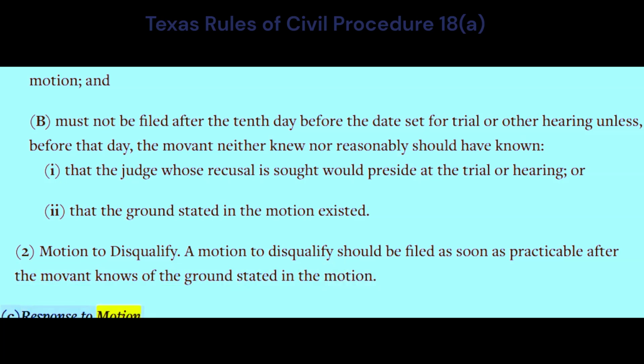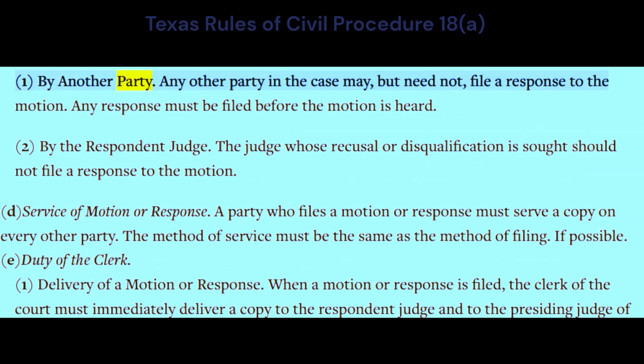C. Response to motion. 1. By another party. Any other party in the case may, but need not, file a response to the motion. Any response must be filed before the motion is heard. 2. By the respondent judge. The judge whose recusal or disqualification is sought should not file a response to the motion. D. Service of motion or response. A party who files a motion or response must serve a copy on every other party. The method of service must be the same as the method of filing, if possible.